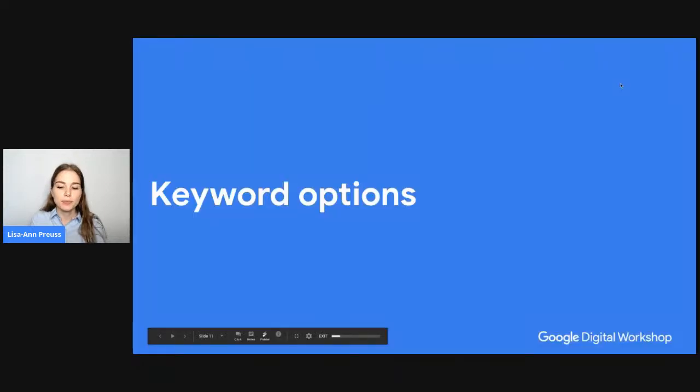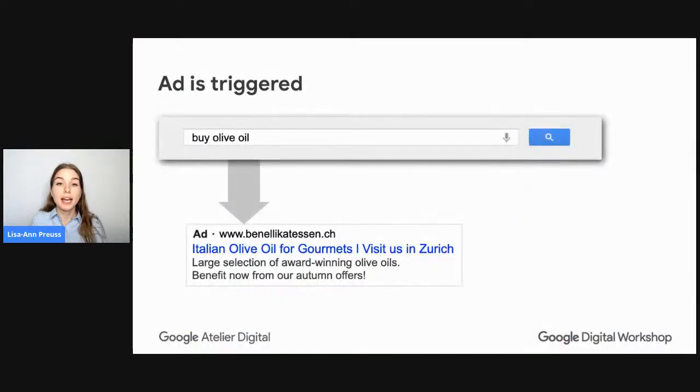Now, if Mr. Bonelli were to bid on the keyword olive oil and a user were to search for, let's say, buy olive oil, then chances are his ad is triggered. But now what if a user is looking for olive oil for free? Since Mr. Bonelli is bidding on olive oil, even though this search term is actually not very relevant for him, again, his ad is likely to be triggered.